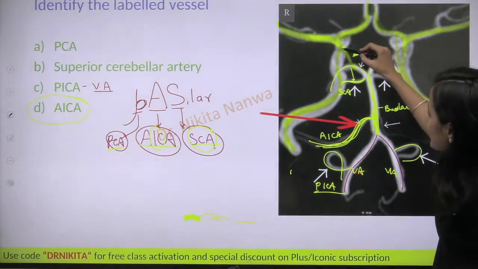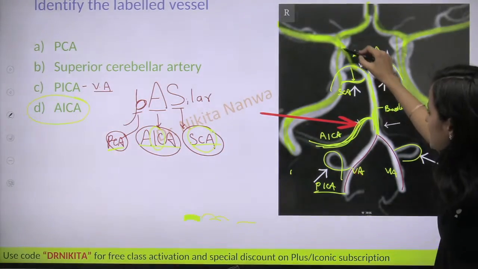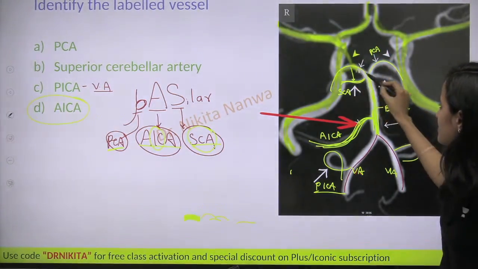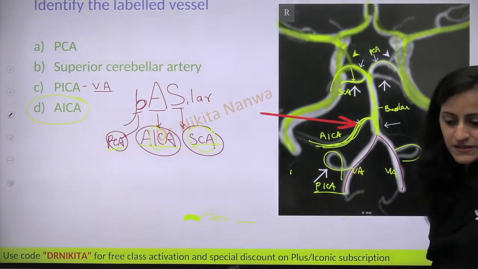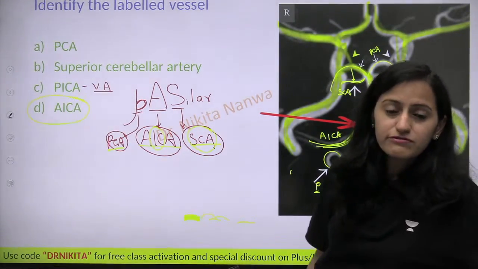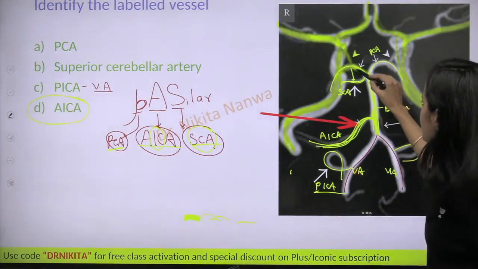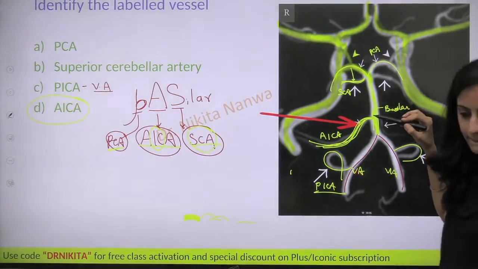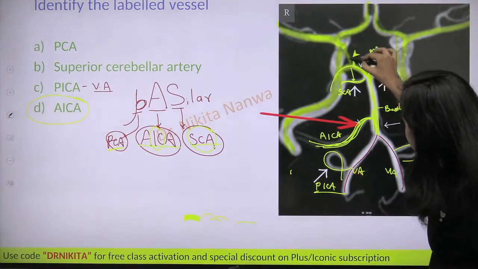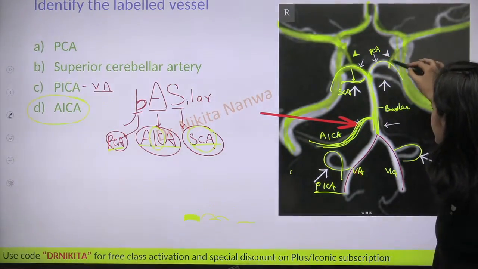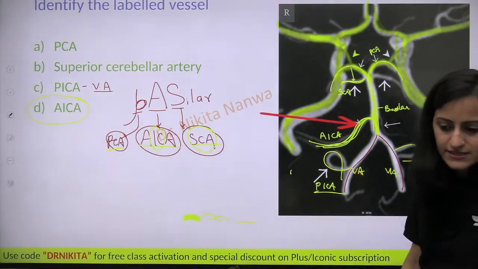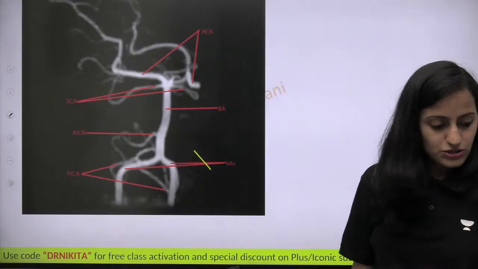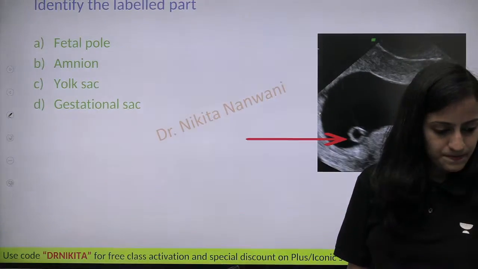Absolutely right, Nuzar. That is the posterior communicating artery. What does it communicate? Your internal carotid artery with the posterior cerebral artery. And PCOM is a branch of, from where is it coming? Is it coming from PCA or is it coming from ICA? It comes from the ICA. It's a branch of the ICA and joins with the PCA. Alright, let's go to the next question now.